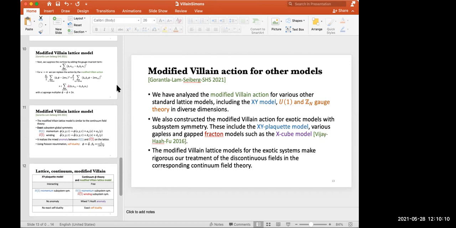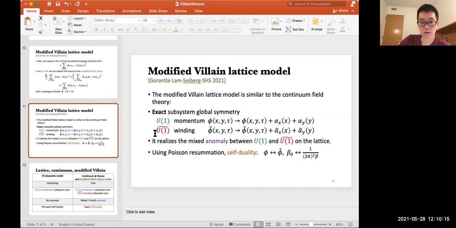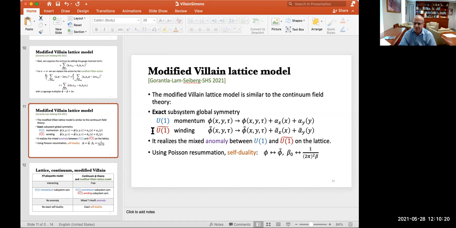But isn't the defect suppressed by the U(1) tilde symmetry? Yeah, exactly, right. It's not forbidding terms, it's actually removing terms, which is not the same thing.